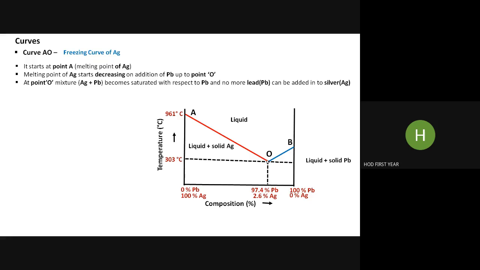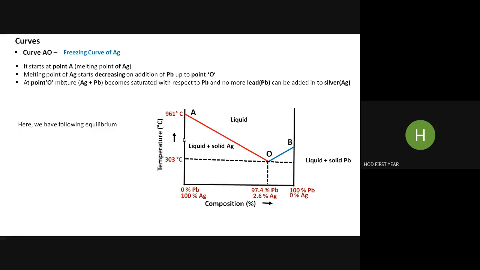At point O, what has happened? The mixture of silver and lead becomes saturated with respect to lead, and no more lead can be added into silver. No more lead can be added into silver beyond point O. Beyond O we cannot add lead into silver at the crystal level, lattice level. What will happen? Phase separation will happen. Okay.